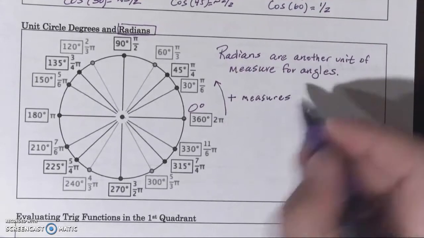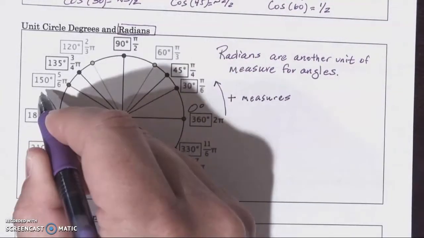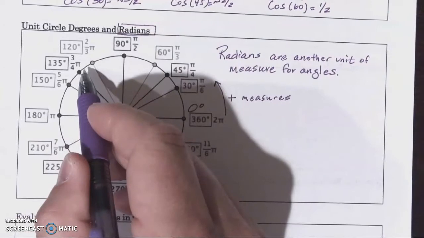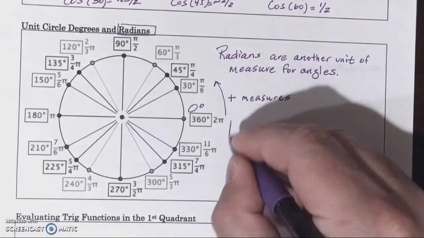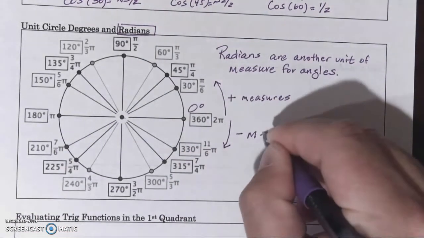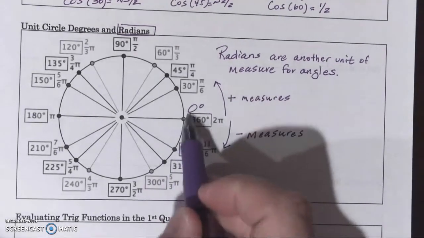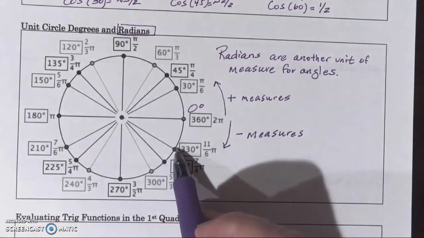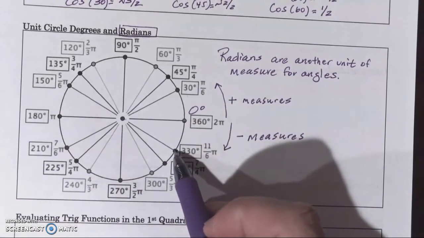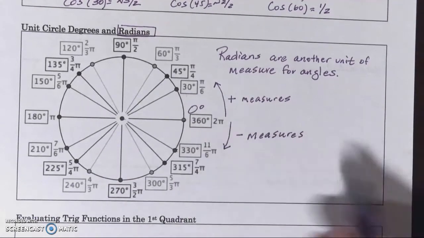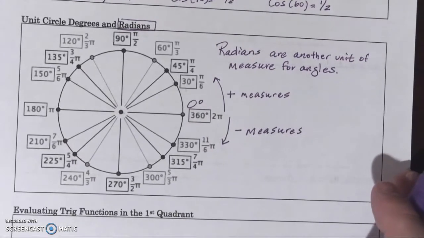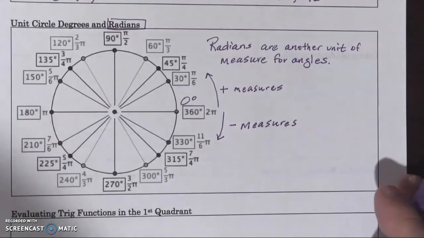From 0, we would go this way to find positive angle measures. From 0, we'd go this way to find negative angle measures. So where this angle here is 330 degrees, it actually also would be negative 30 degrees. Okay? These are things we'll get more in depth with in part 2 of the video.